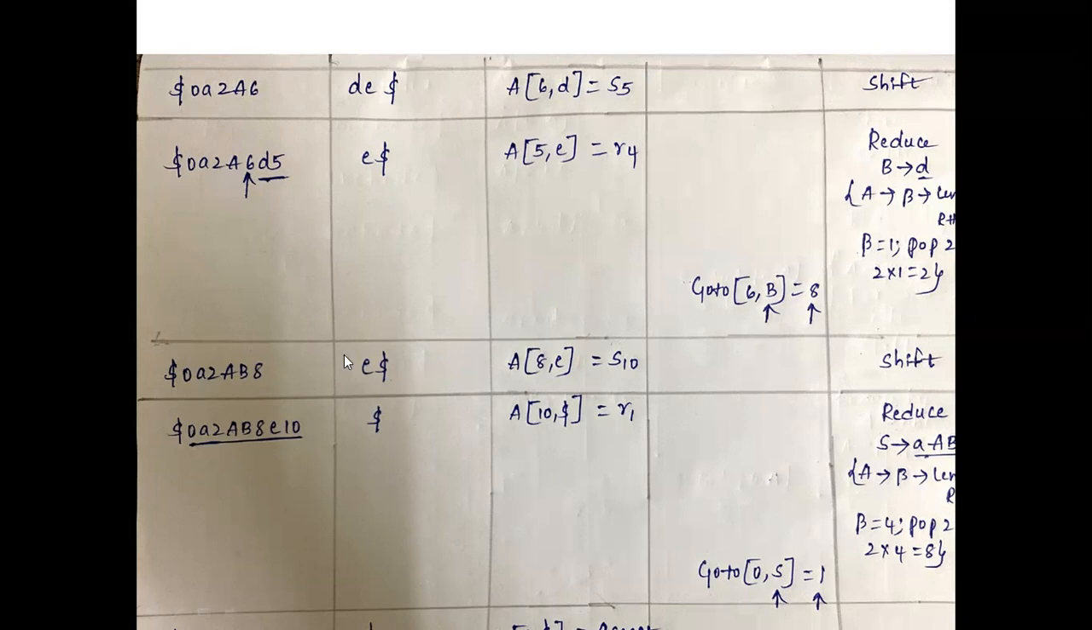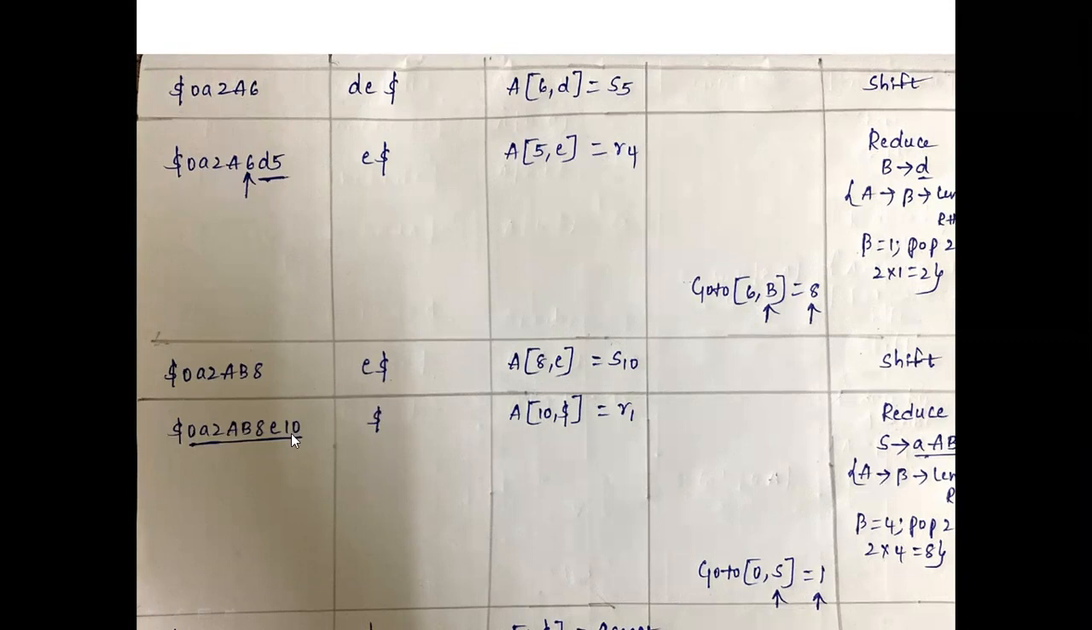The stack input buffer consisting of E dollar. Now it is action of 8, E. From the table, action of 8, E is S10. What is the operation that we need to perform here? We need to shift, right? We need to shift this E along with the number 10. That means shifting E and 10, right? And here the input string in the input buffer was consumed and finally we reached the dollar.